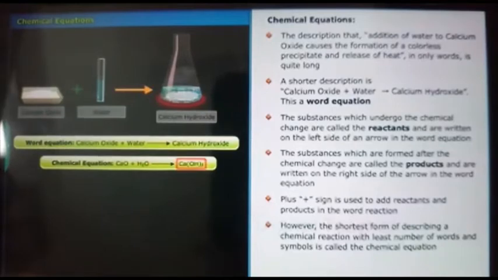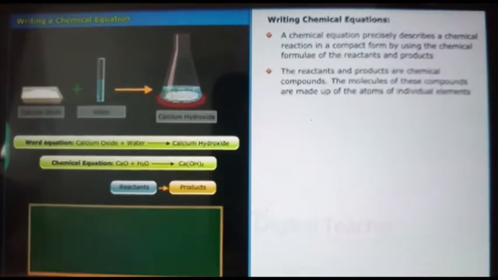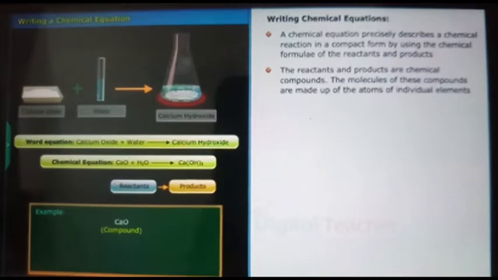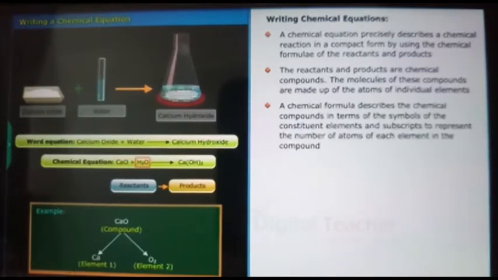However, the shorter form of a description of a chemical reaction with the least number of words and symbols is called the chemical equation. Writing chemical equation. A chemical equation concisely describes a chemical reaction in a compact form by using the chemical formulas of the reactants and products. The reactants and products are chemical compounds.